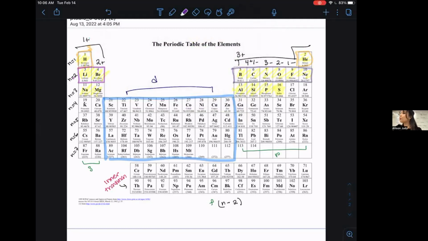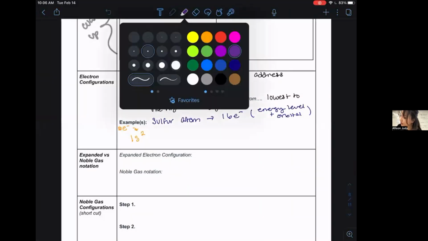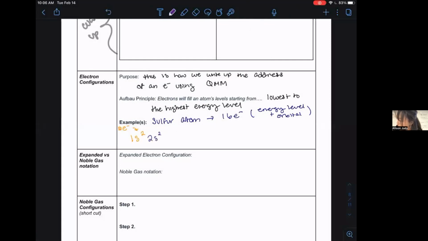I fill up row 2, orbital P. How many electrons? 6. 1, 2, 3, 4, 5, 6. So going back, where do the rest of my electrons go? 2s2, 2p6. 2 electrons are in the row 2 zone S, and 6 more electrons are in row 2 zone P. I have a total of 10 electrons accounted for, but I need to account for where the other 6 go. So I keep going.